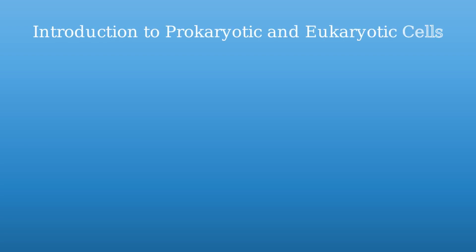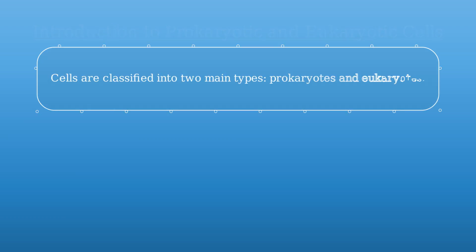Cells are the fundamental units of life, serving as the building blocks for all living organisms. Cells are classified into two main types, prokaryotes and eukaryotes. These two categories differ significantly in their structure and complexity.